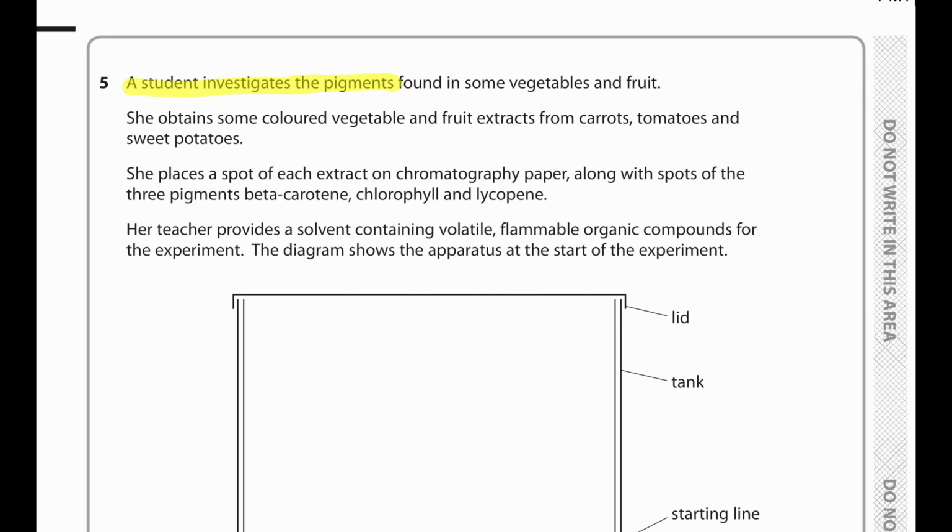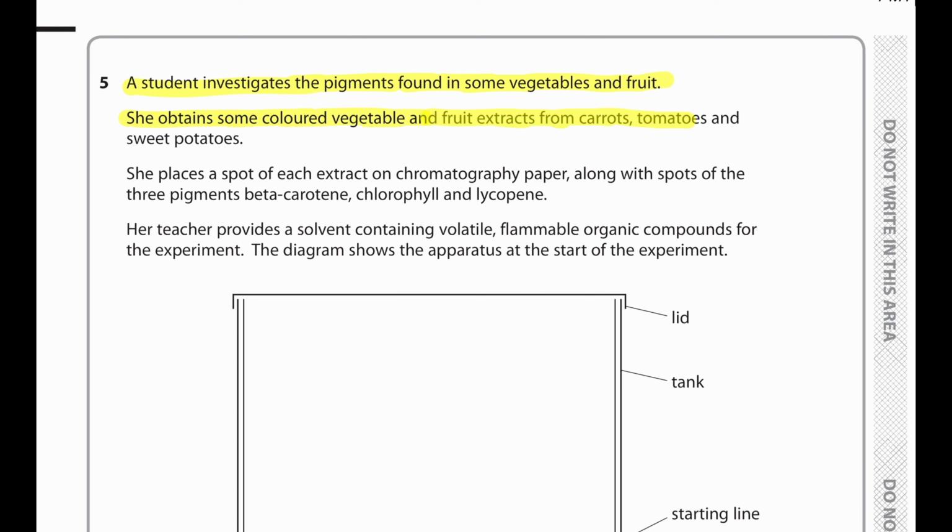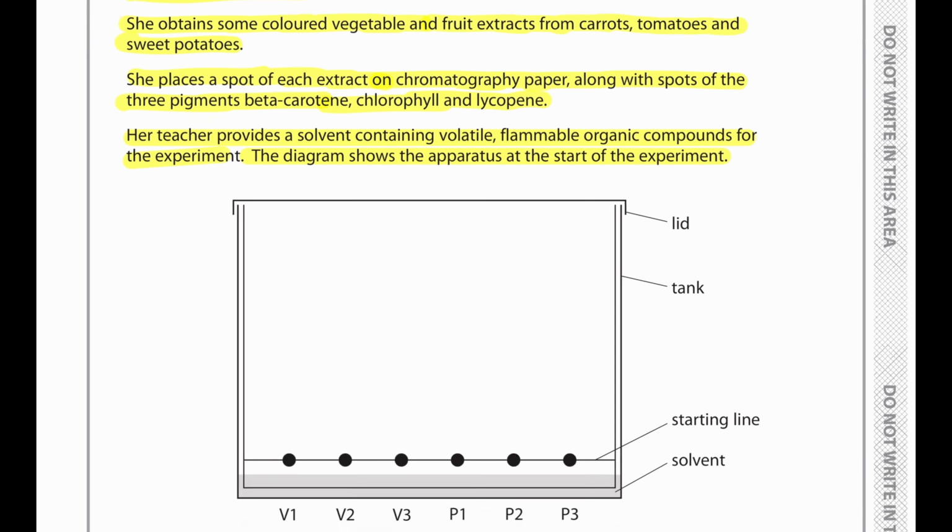A student investigates the pigments found in some vegetables and fruit. She obtains some colored vegetable and fruit extracts from carrot, tomatoes, and sweet potatoes. She places a spot of each extract on chromatography paper along with spots of 3 pigments, beta-carotene, chlorophyll, and lycopene. Her teacher provides a solvent containing volatile flammable organic compounds for the experiment. The diagram shows the apparatus for the start of the experiment.